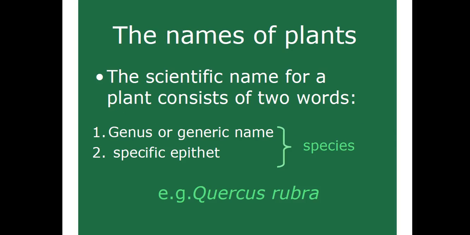So let's look at the names of plants. A scientific name consists of two words, as you all know. The genus or generic name and the specific epithet, which together is used to describe a species. And here we use the example Quercus rubra, the red oak, very common tree found in our area.